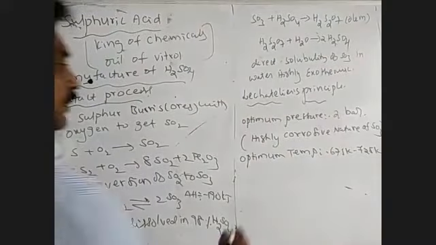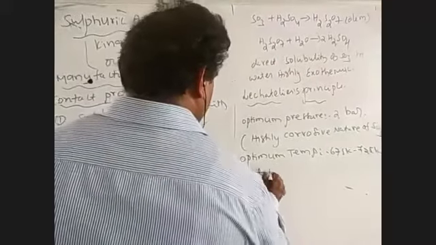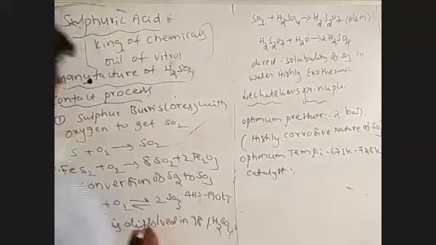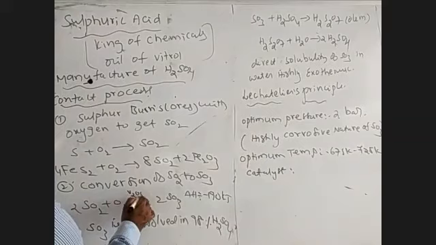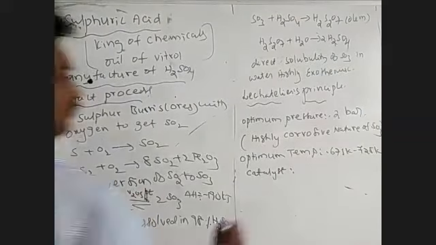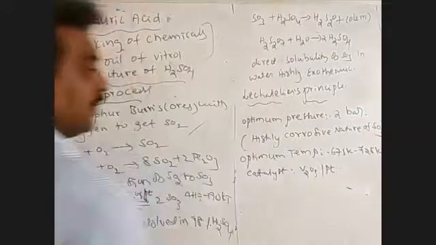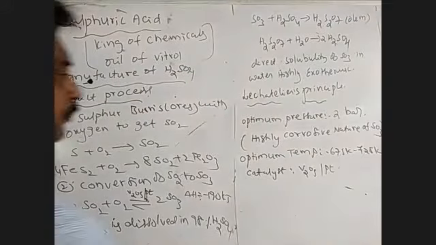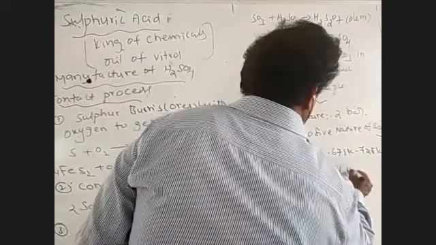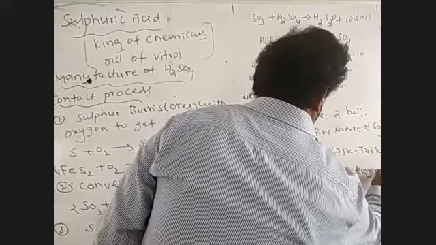Next, the catalyst used in the process. The generally used catalyst is vanadium pentoxide, V2O5, or platinum. Here vanadium pentoxide or platinum is used as a catalyst. This is an example of heterogeneous catalysis.